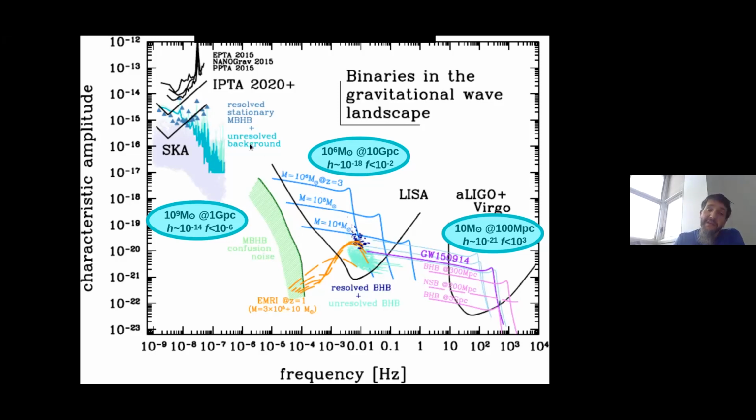And moving to even lower frequency, you see what I was mentioning before. At very low frequency, you have a population of supermassive black hole binaries that are still far away from merger. So they evolve very slowly in frequency, and they accumulate. So you can see the signal coming from the superposition of all these sources that produces a confusion noise. And this is what pulsar timing arrays are seeking to detect.